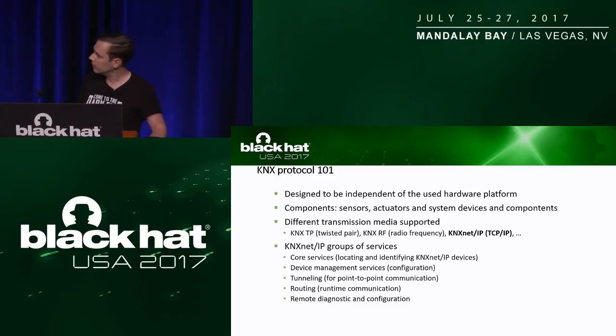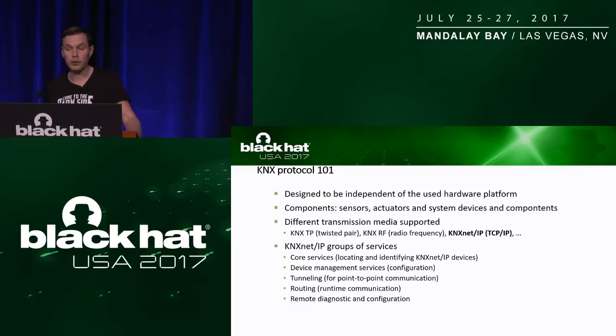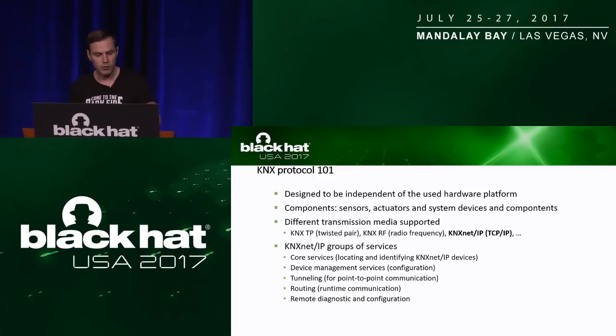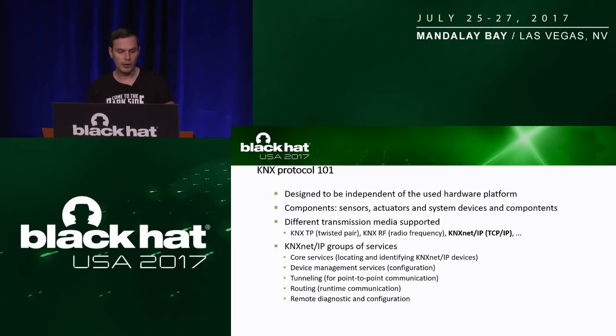The KNX protocol comes with different types of physical media, so it could be twisted pair, it could be just a two-wire bus, as I had in the photos beforehand. There's an RF subtype of the standard, and there's of course KNXnet/IP, which means that you're able to connect a gateway system between the regular KNX bus and an IP-based network. From the service perspective, there's a number of services that are interesting for security purposes. There are core services, which are just there within the standard for locating and identifying corresponding devices. There are configuration services for device management, different services for communication, both for runtime as well as point-to-point communication, and finally, remote diagnostic configuration.